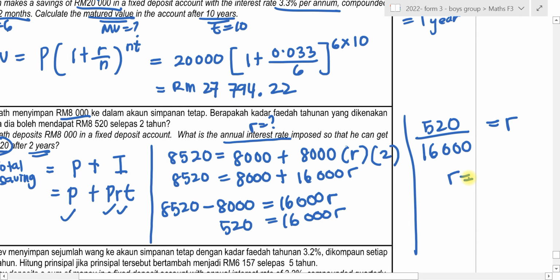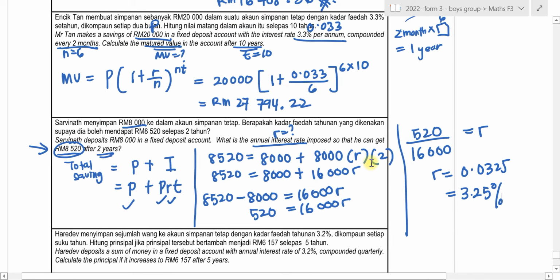0.0325. 0.0325, right? Okay, always express your annual interest rate in percentage form. So what do you get? Move two decimal places. How much? 3.25%. You move two decimal places towards the right. Okay? Yeah, that's the answer. Please copy down.